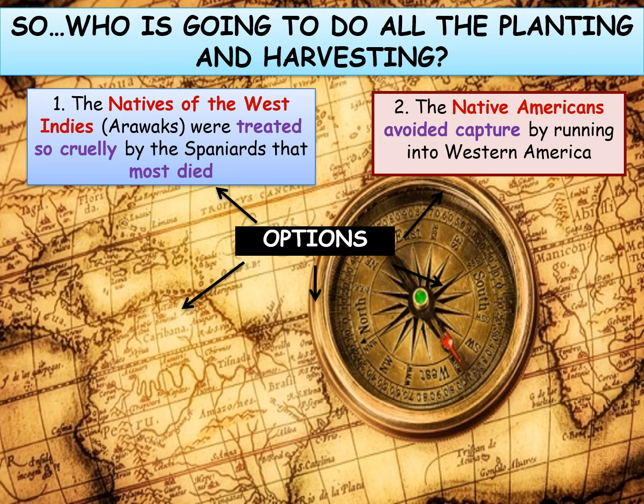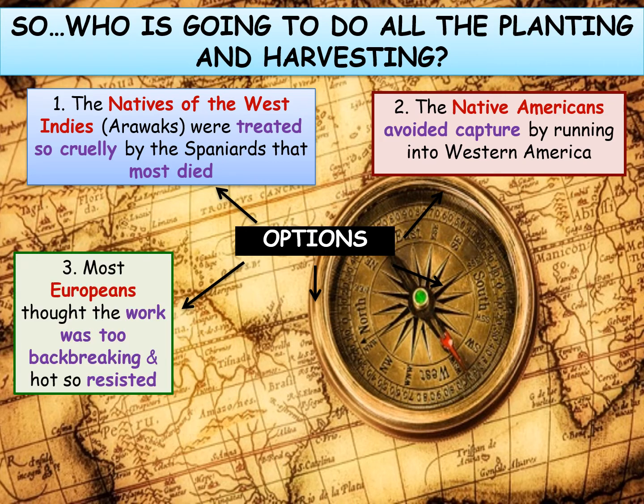Option 2. Native Americans avoided capture basically by running into Western America, so they're not any use either. Option 3, use Europeans. The work that they did was too backbreaking, it was too hot, so they start to resist, and there's the problem with resistance there, but also they're not used to the tropical conditions and they catch a lot of tropical diseases and they die, so they're not any use either.